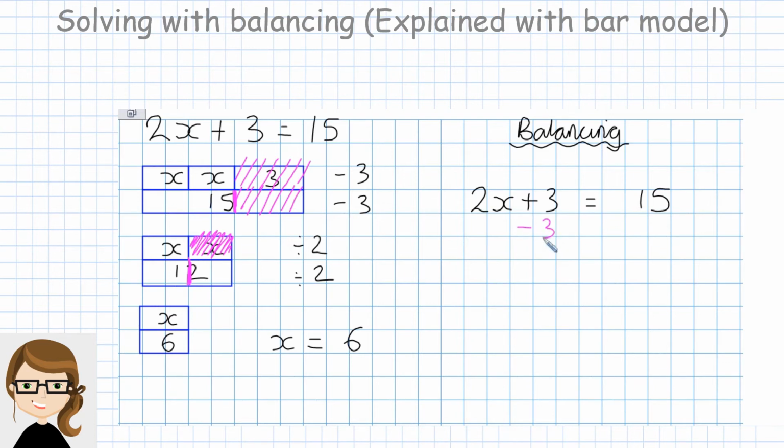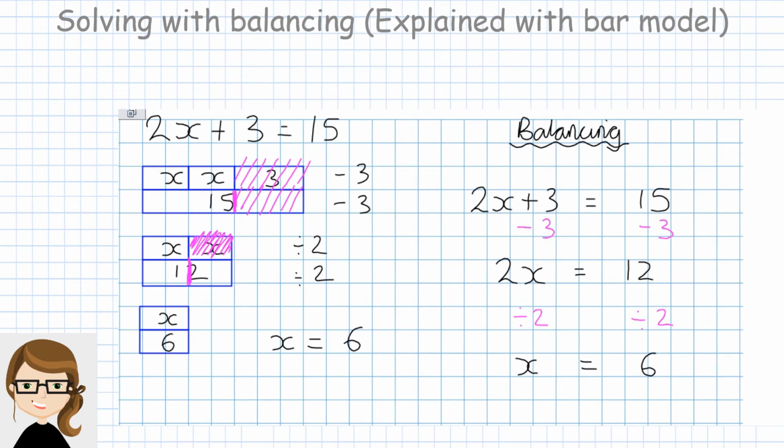It's exactly the same steps. We simply take 3 away from the left and 3 away from the right, leaving us with 2x equals 12. Then we need to divide that by 2 to get x, just 1x on its own. And we're left with x equals 6.